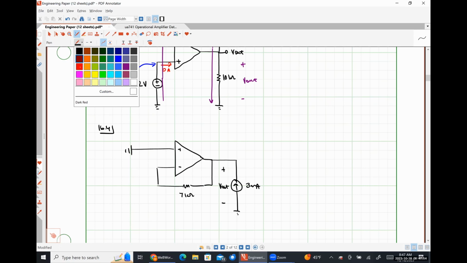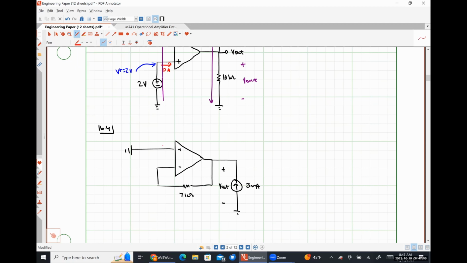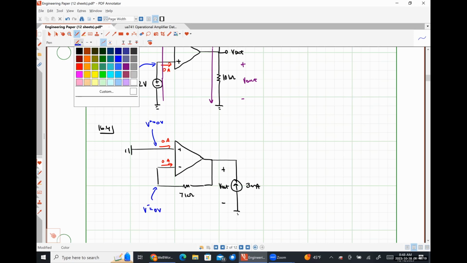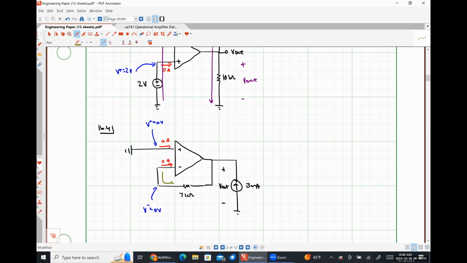So what's step one? 0 amps here, 0 amps here. Step two. Step three. Step four. This current, which we know will be 0 amps. What's V out? 0 volts.